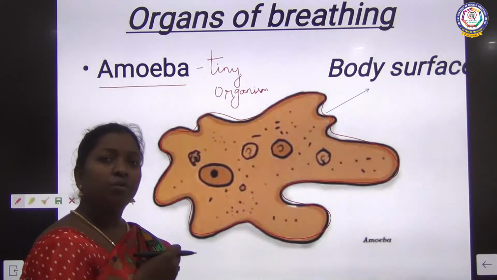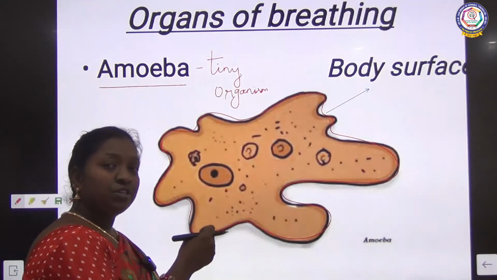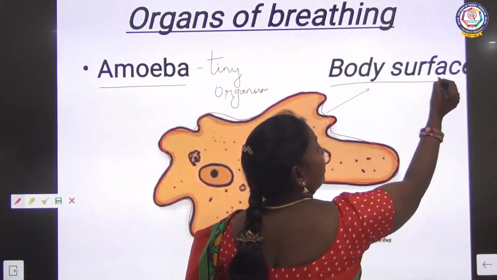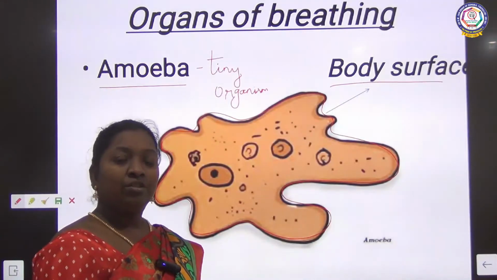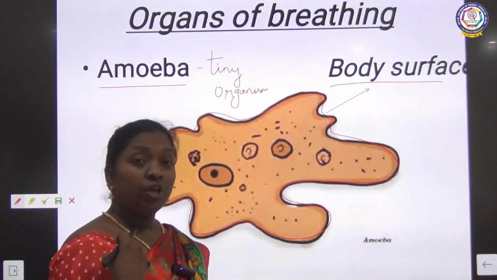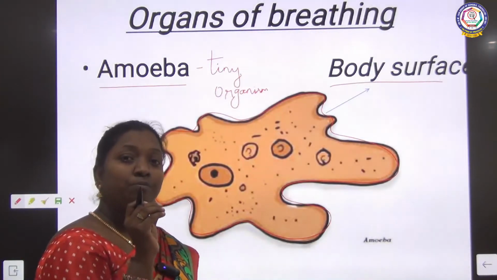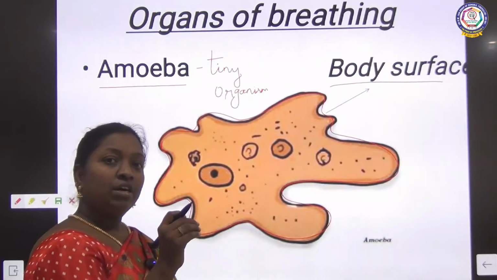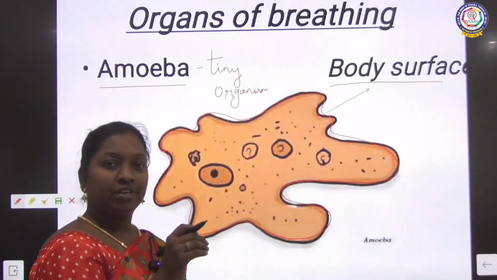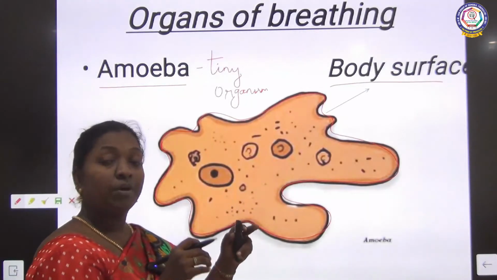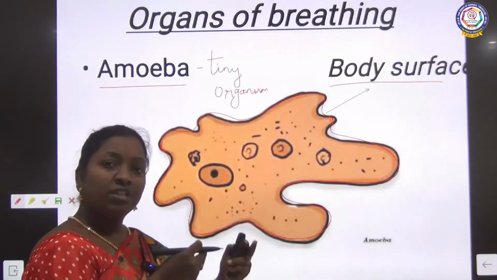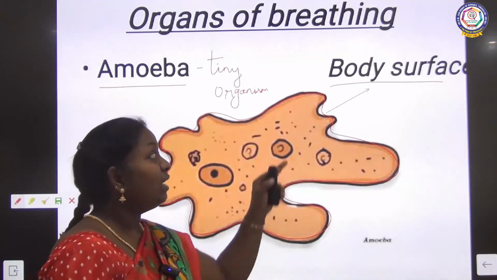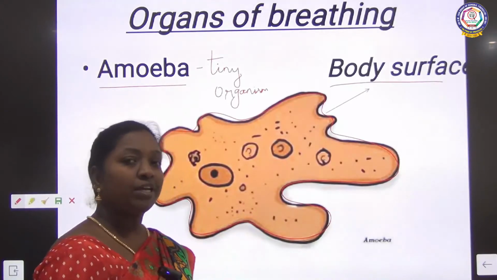How will this breathe? To breathe, this microorganism uses its body surface. Through its body only, this amoeba is able to breathe. We can see this organism through the microscope only, along with fungus and bacteria. So these tiny organisms also breathe, and their body surface helps them to breathe.